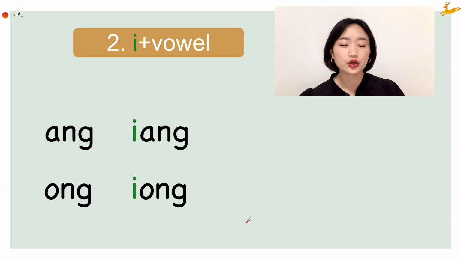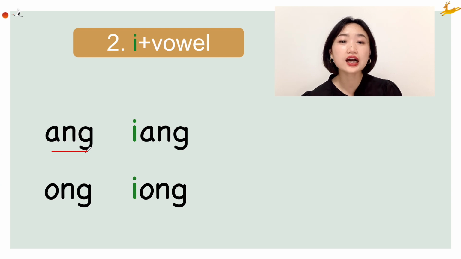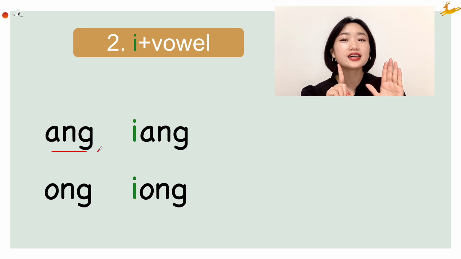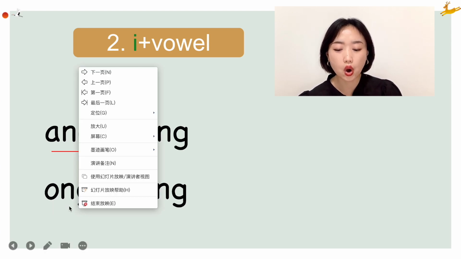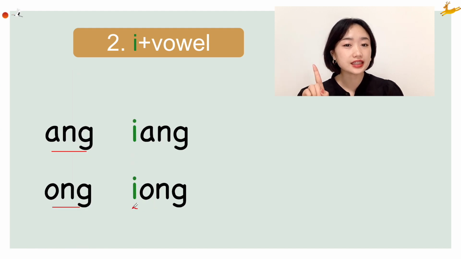Rule number 2, E plus the vowels. Look at the left one. Yes, we just learned it says ang, right? E plus ang, yang, everyone. Yang. And ong plus e, it says yong. Again. Yong.